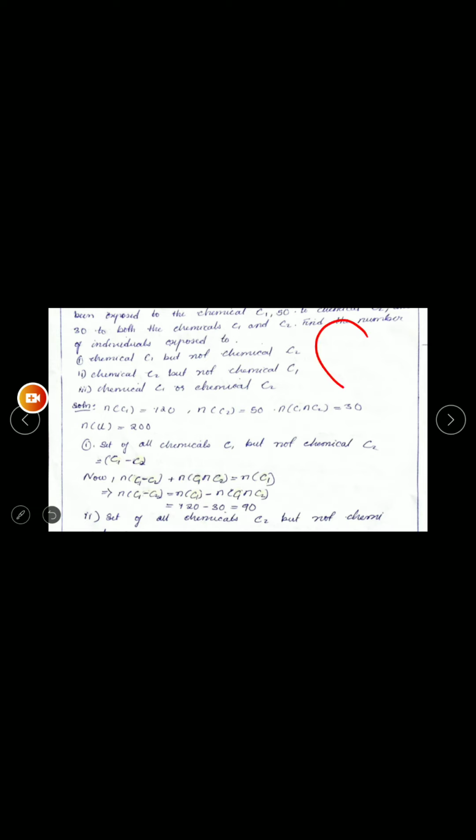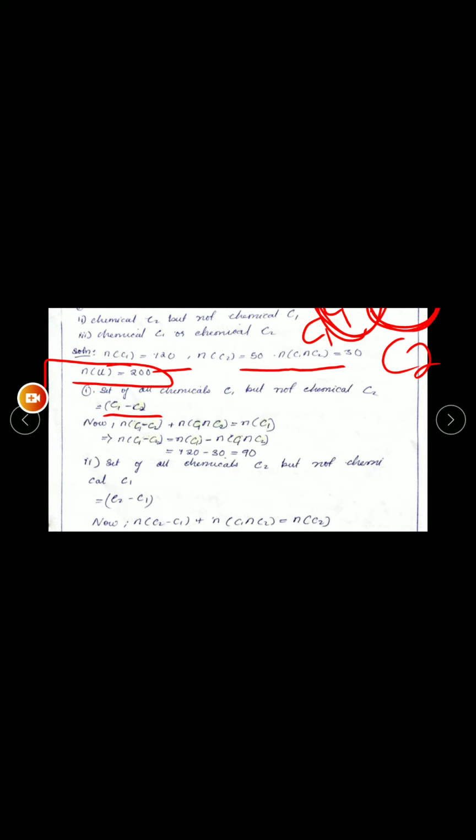Suppose this is C1 and this is C2. Chemical C1 but not C2 means C1 minus C2, which is this portion excluding C2.